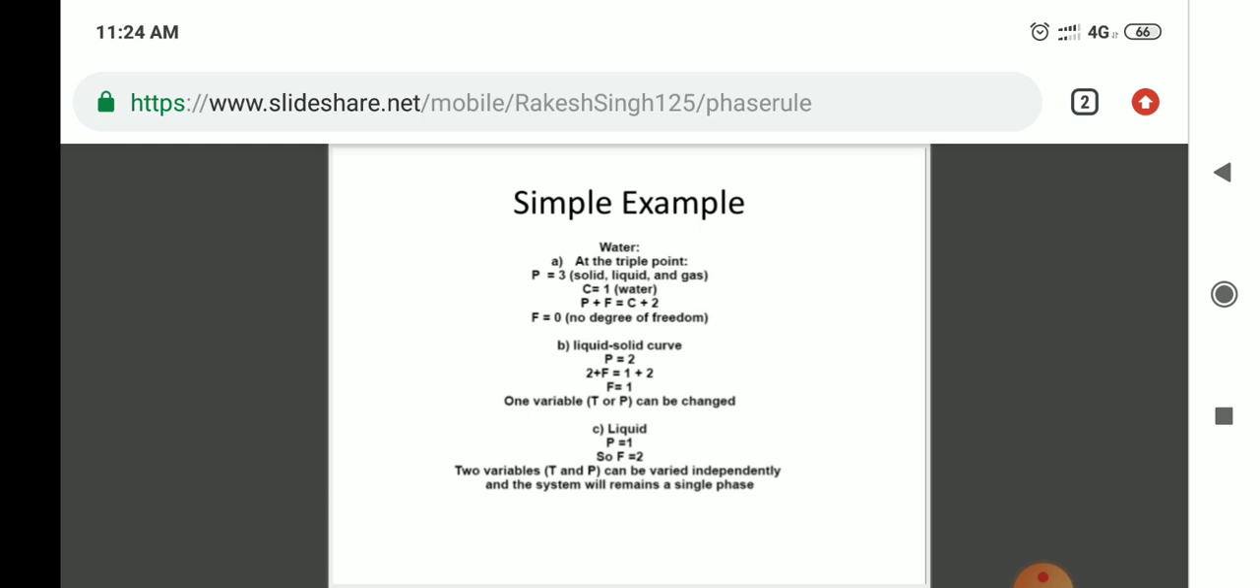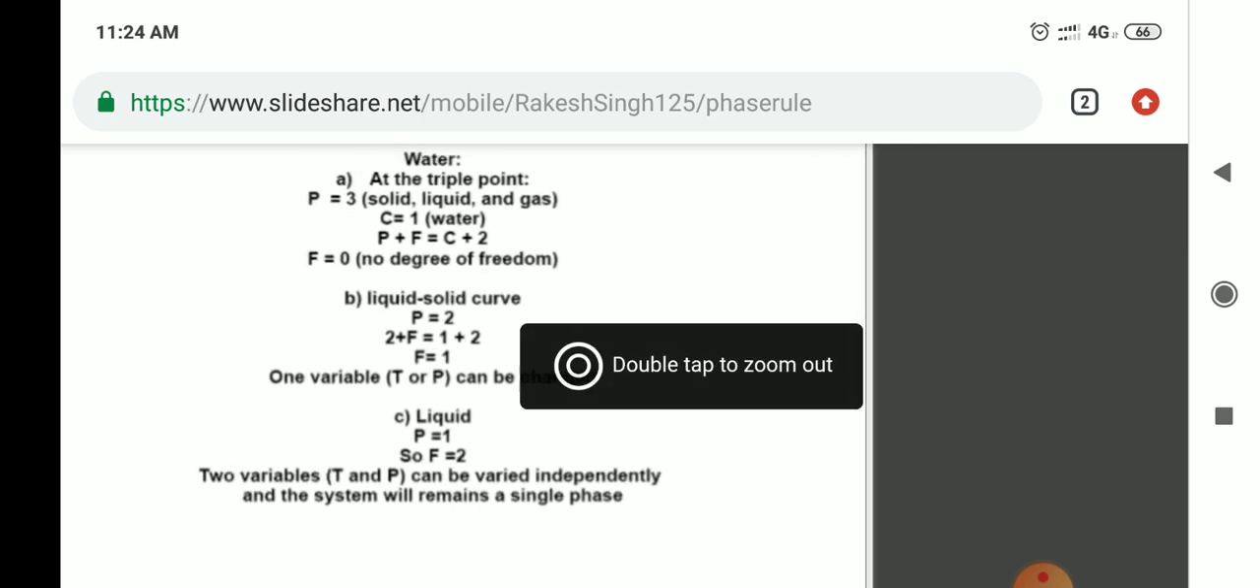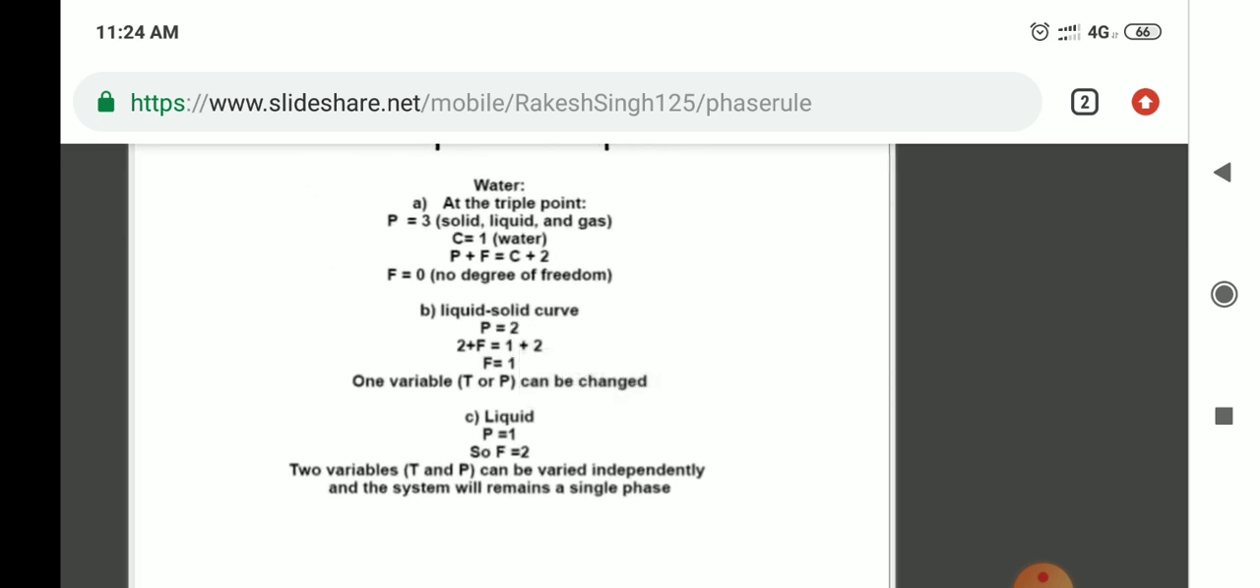Next is a simple example of water. Firstly, at the triple point, P is equal to 3, as the triple point means three states: solid, liquid and gas. C is equal to 1, where C means component, and F plus P is equal to C plus 2. So F is equal to 0, no degree of freedom.